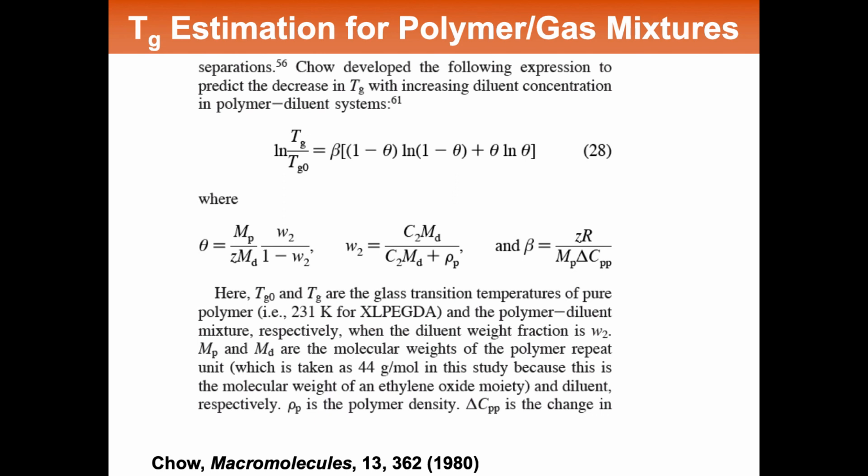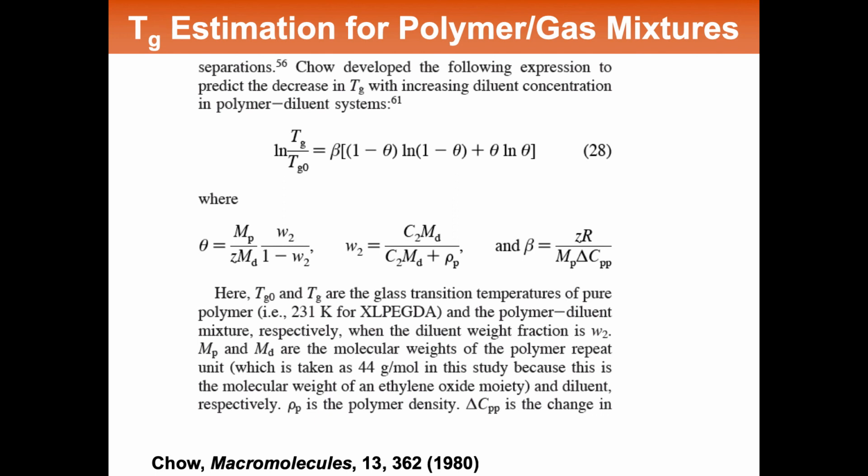And so the Chow model relates the glass transition temperature of the polymer penetrant mixture, Tg, to the glass transition temperature of the pure polymer by the equation that's shown on the right. And without going into a lot of detail, the thing that's important for us is that these parameters theta depend on the weight fraction of the penetrant in the polymer.